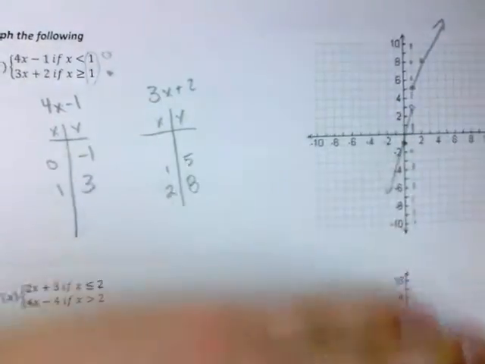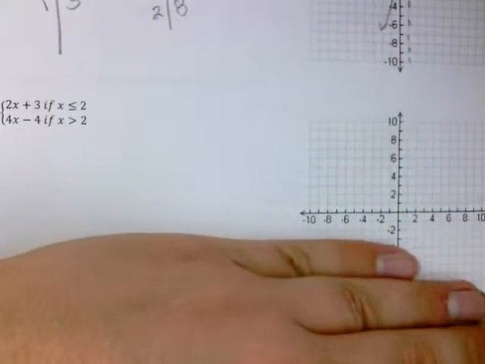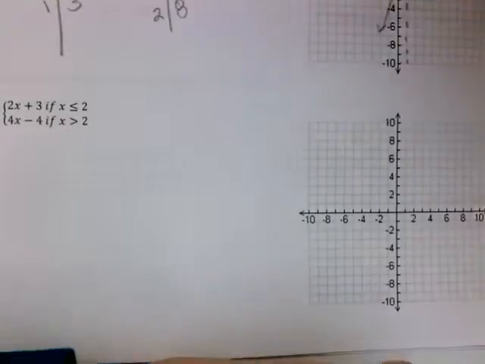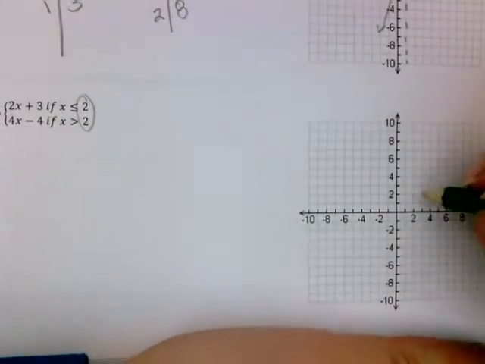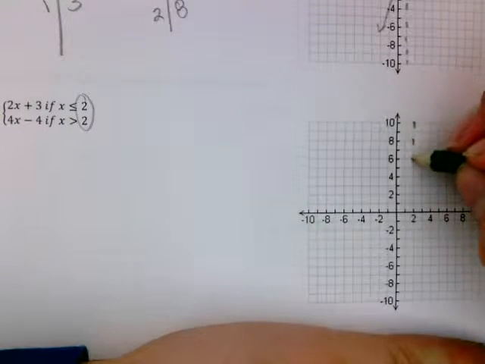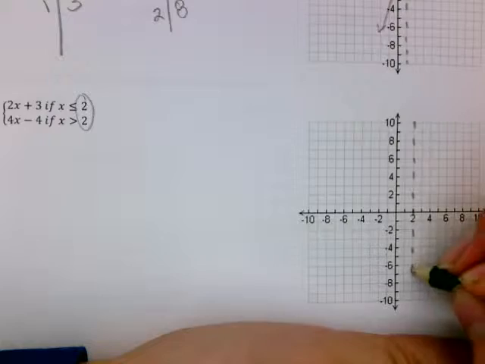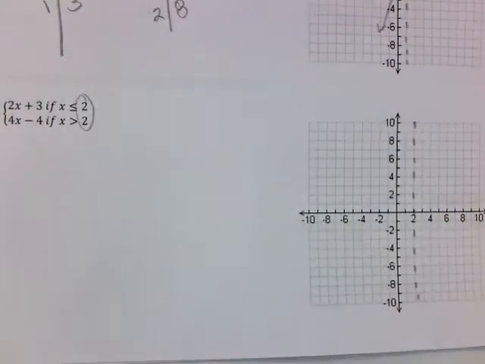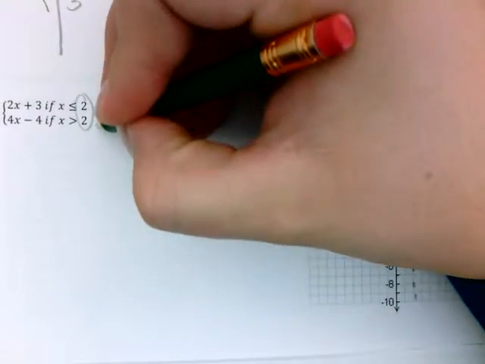Next one, same exact steps. First step, let's find our transition line, the little dotted line. Let's find 2. 2's right here. Put a dotted line. This one has the line under the inequality, so this is closed. This one doesn't, so open.